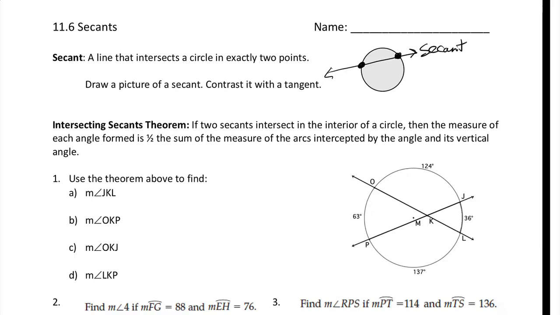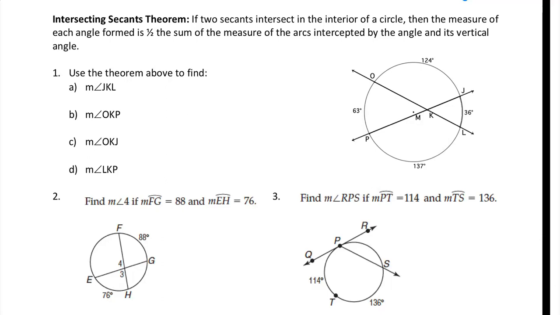That's different than a tangent line. A tangent line would intersect at just 1 point, like this one, if I could actually hit the circle. So this is tangent. So there we go. Draw a picture of a secant, contrast it with a tangent line. There are different properties with secant lines that we'd like you to know. So that's what the lesson's about.